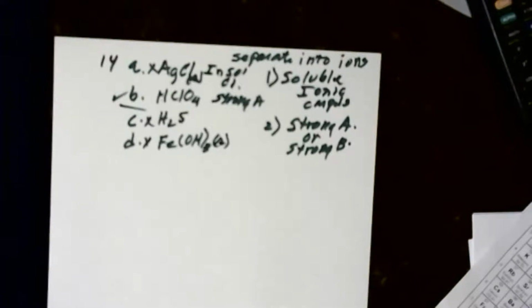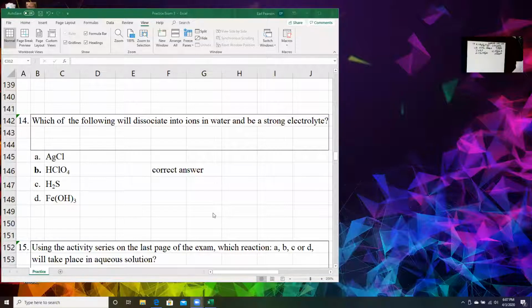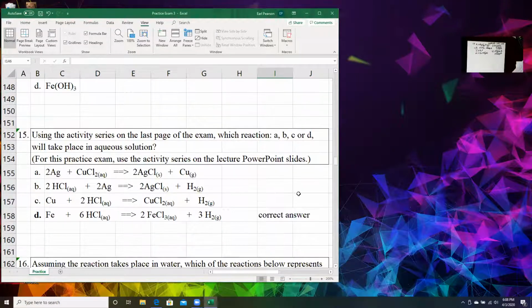Now let's go back and look at the question again. And let's look at number 15. Okay. All right. Now this is an activity series, and I do recall rewriting this question for your exam.